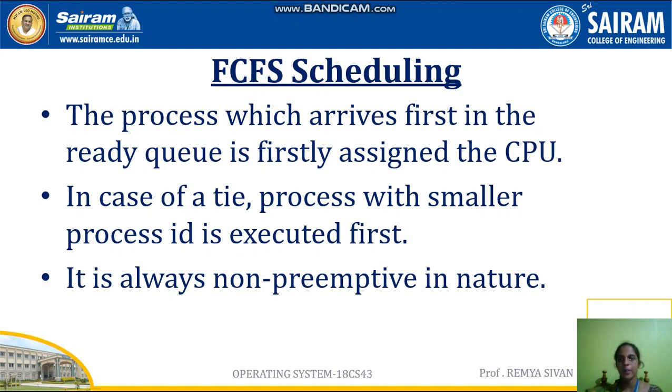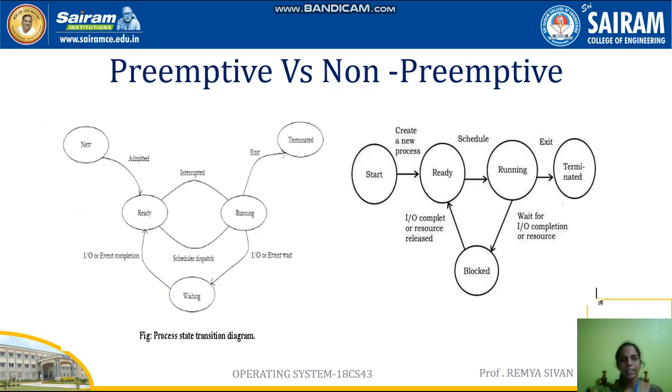In FCFS scheduling, the process which arrives first in the ready queue is firstly assigned the CPU. In case of a tie, the process with the smaller process ID is executed first, and FCFS is always non-preemptive. Non-preemptive means once the CPU is assigned, the process has to complete its execution unless there is an IO wait.